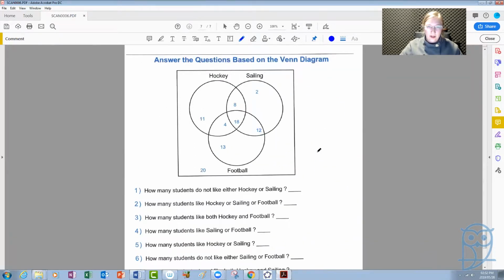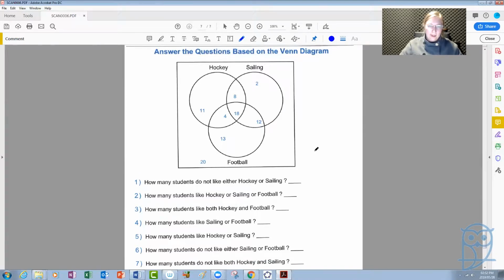So here we've got another example that we're going to try. And I'd like you guys to try this first. So for question number 1, how many students do not like either hockey or sailing? Please tell me your answers in the chat so that I can see whether you guys understand this.